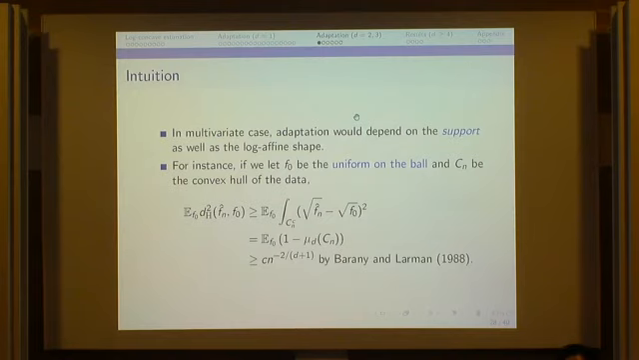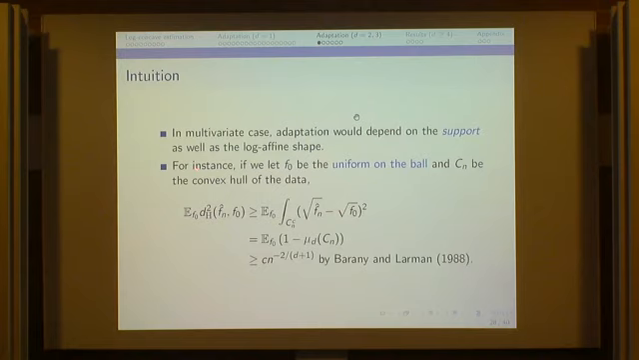You may think that maybe the multivariate case is similar to the univariate case, but actually it's much more difficult, since this adaptation will depend on the support as well as the log affine shape. So think about two-dimensional log-concave densities. Its support can be anything, right? It could be a box or a ball, it can be R2, whatever. And there is a reason why we need to think carefully about the support.